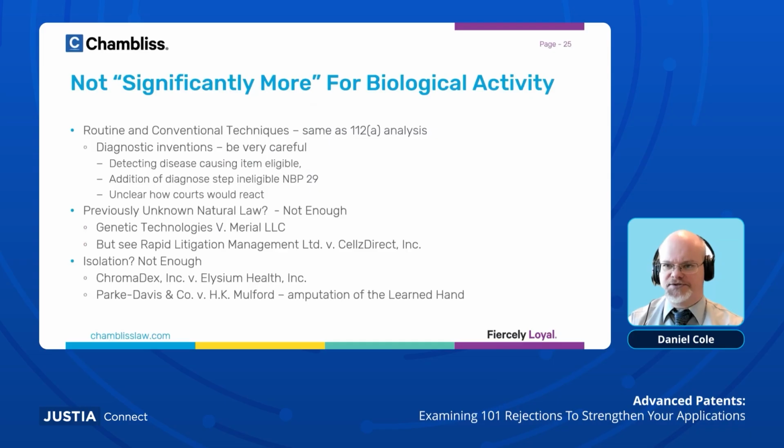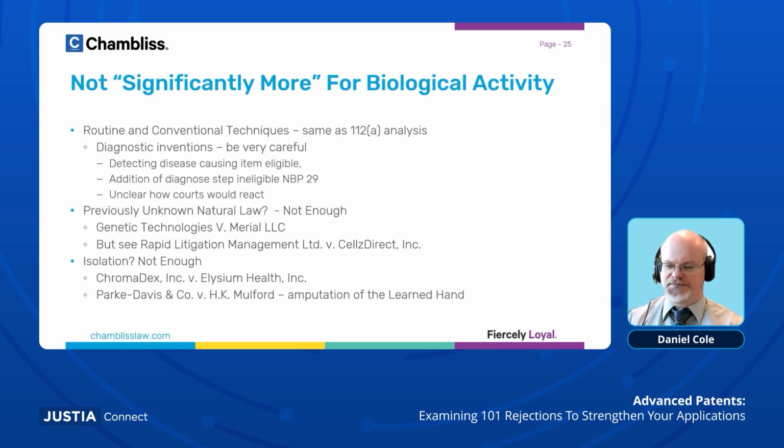Things that have not been considered significantly more for biological activity. Abstract is going to be separate from this here. Routine and conventional techniques. This is the same as the 112(a) analysis. So this is where if you have a diagnostic invention, be very careful. Detecting a disease-causing item was eligible. But if you have an addition of a diagnostic step, it's now going to be ineligible. This is from the Patent Office Example 29. Kind of unclear how courts are going to react to that.